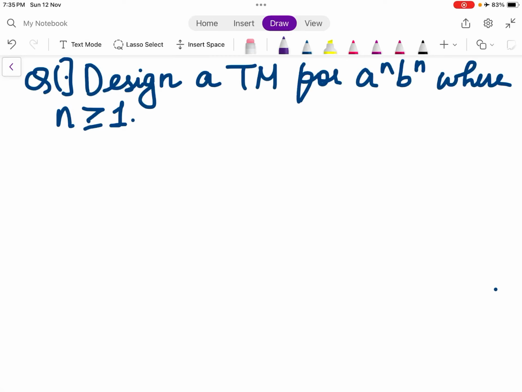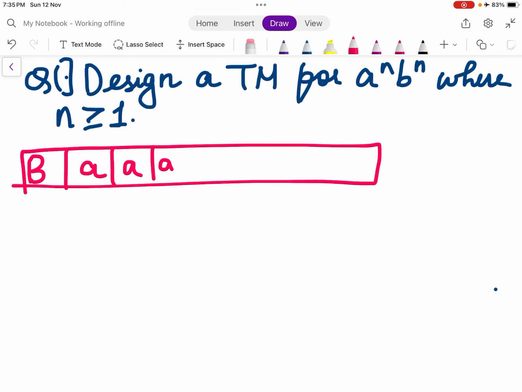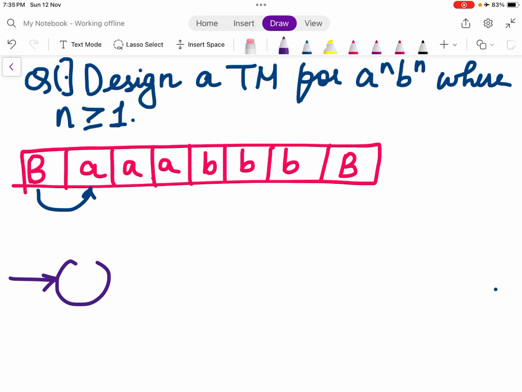So design a Turing machine for a^n b^n, where n is greater than or equal to 1: blank character, followed by 3 a's, followed by 3 b's, followed by a blank. And let's see how a Turing machine works. A Turing machine has a read-write head. Initially we start with the state Q0.